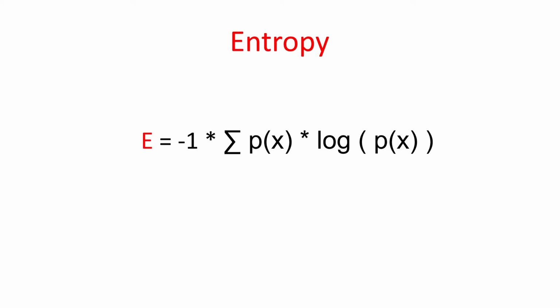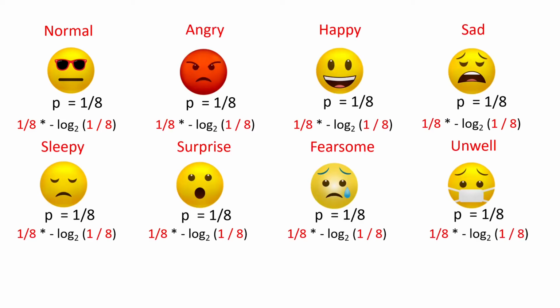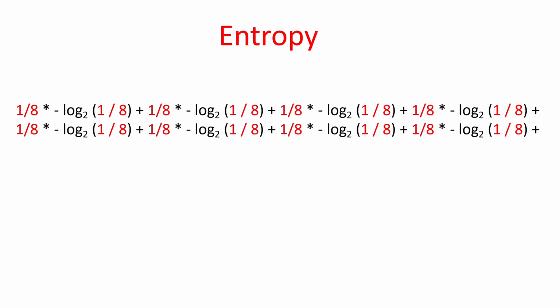Now let's calculate the entropy. The formula was negative summation of p of x into log of p of x. So for the first one, which is the normal emotion emoji, we will have 1 by 8 into minus log of 1 by 8, and same for all. The entropy comes out to be 3 bits.